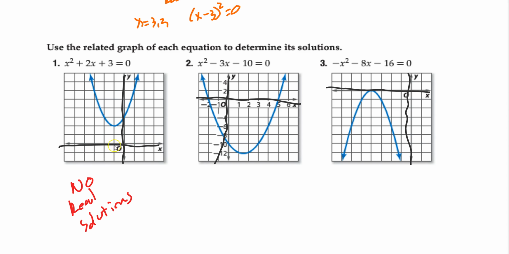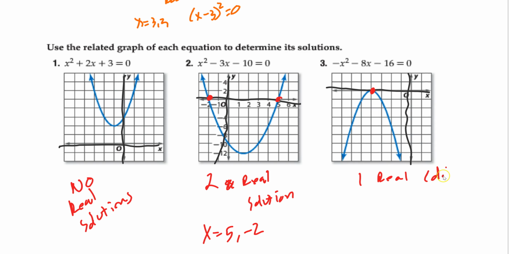So no x-intercept, no real solutions. Over here I have 2 x-intercepts, so I have two real solutions, and they're at 5 and -2. That's where they cross. Over here I only have 1 real solution, at 1, 2, 3, 4. So I have 1 real solution. It's a double root, and it happens at x equals -4. So that's how you can tell by graphing, if I give you a graph.